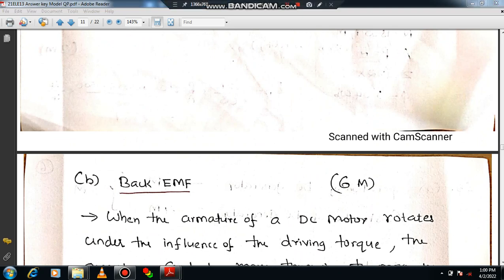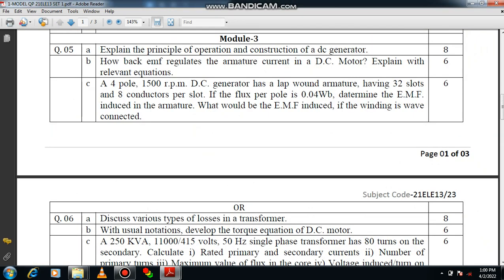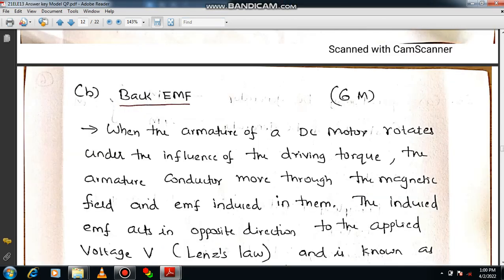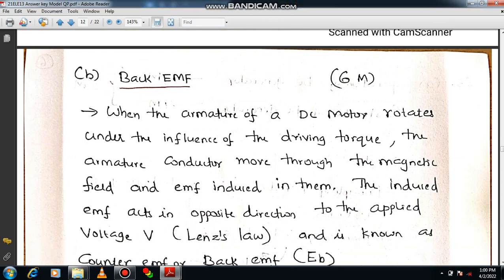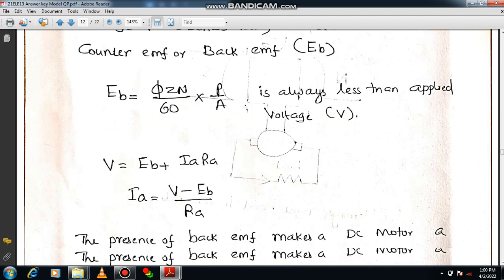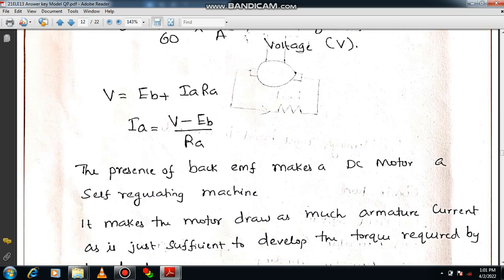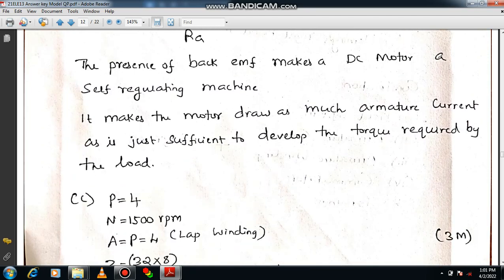Now let us move on to another question. This is a very important topic. I found that in many university question papers the same question has been repeated. How does back EMF regulate the armature current in a DC motor? Explain with the relevant equations. That's also quite simple. You need to understand what back EMF is. Write the significance of back EMF like this. You can underline the important points. Then you can mention the equations, 2 equations. Possibly a diagram also. And you can say that without back EMF, the working of a DC motor would never be possible.